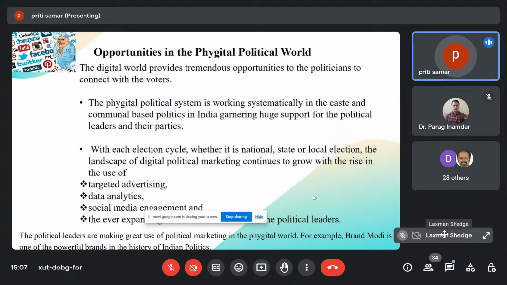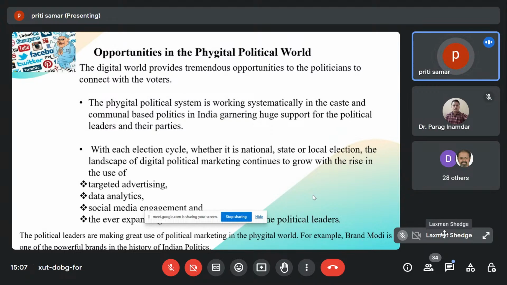Now, there are many opportunities in the phygital political world which are present before the political leaders. The digital world provides tremendous opportunities to the politicians. The phygital system is working systematically in the caste and communal based politics in India, which is garnering huge support for the political leaders and their parties.